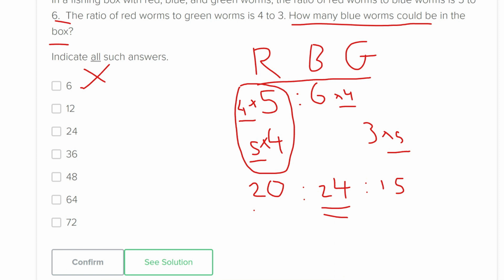So in this case, they're asking about blue. So the number of blue worms has to be 24 or a multiple of 24. And that will be 48 and 72. Obviously, you can check those multiples in the calculator by doing 24 times 2, 24 times 3. I just did that in my head.